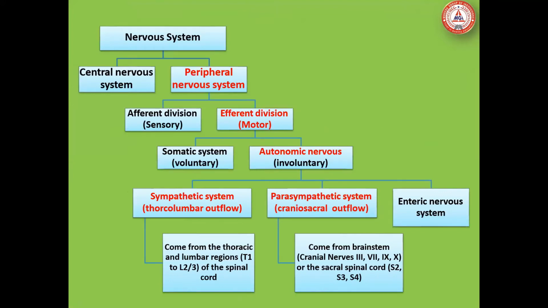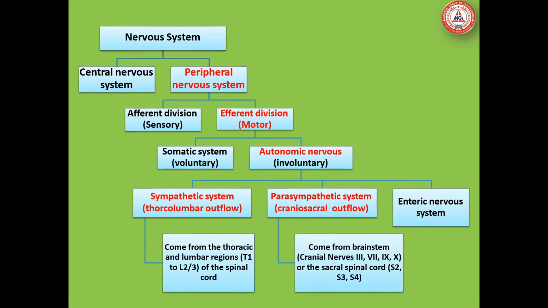Now, basically, our nervous system is divided into two parts, that is central nervous system and peripheral nervous system. The peripheral nervous system is again divided into afferent division and efferent division. Afferent division consists of sensory nerves and efferent division consists of motor nerves. Efferent division is again divided into two parts, that is somatic system and autonomic nervous system. The somatic system consists of the voluntary nervous system and the autonomic nervous system consists of the involuntary nervous system.